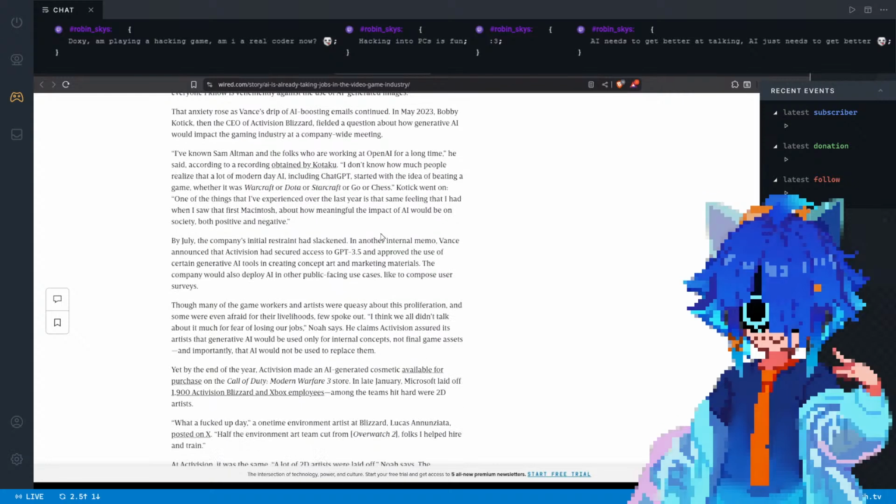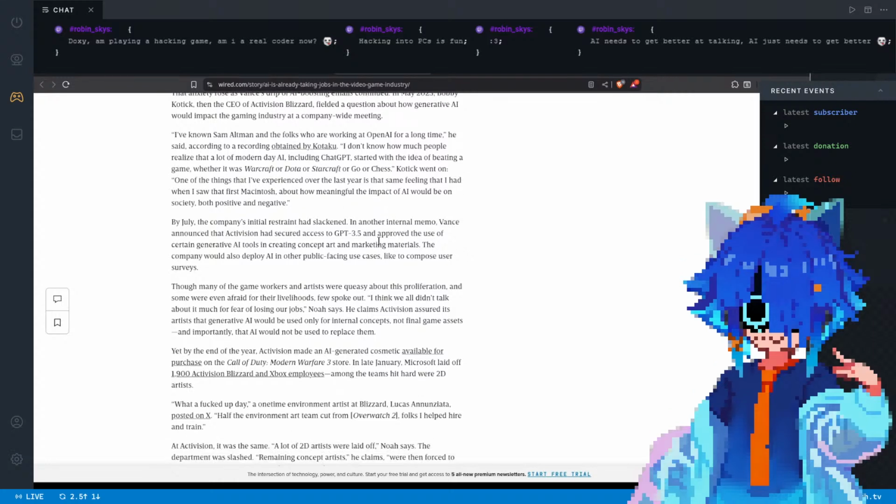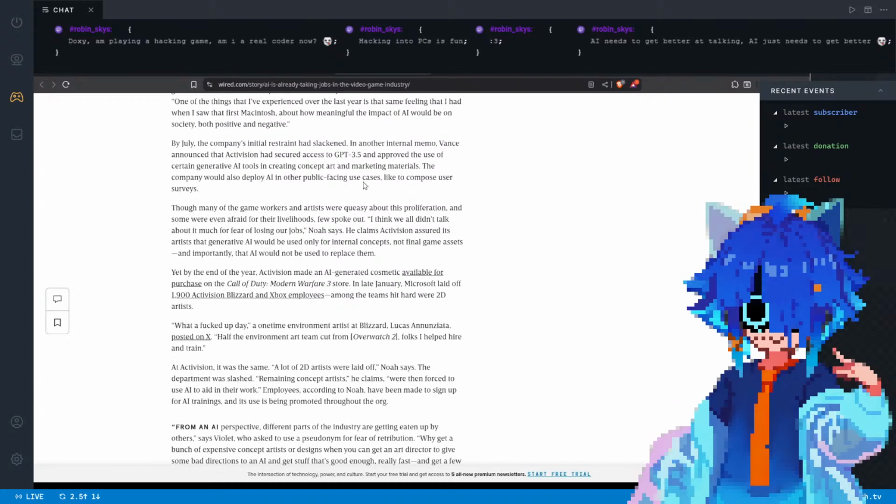By July, the company's initial restraint had slackened. In another internal memo, Vance announced that Activision had secured access to GPT-3 and approved the use of certain generative AI tools in creating concept art and marketing materials. The company would also deploy AI in other public-facing use cases, like to compose user surveys. Though, I don't know how I feel about that.